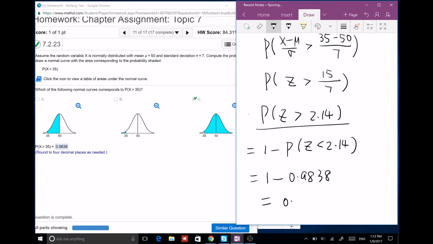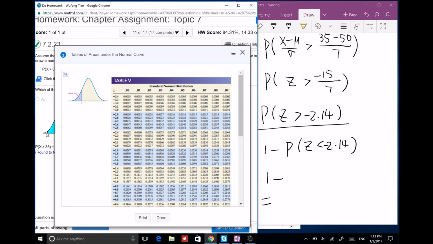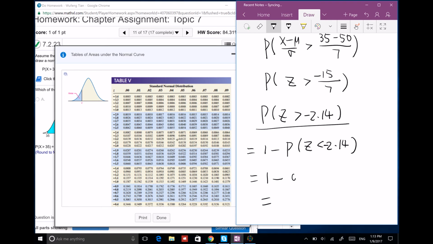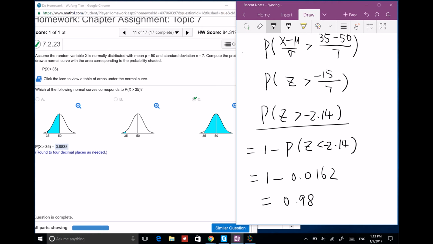Oh, this is negative, my bad. It's bigger than, and the value is negative, so I have to change that. It's negative 2.14. Looking up negative 2.14 in the table gives 0.0162. So this would give you the answer 0.9838.